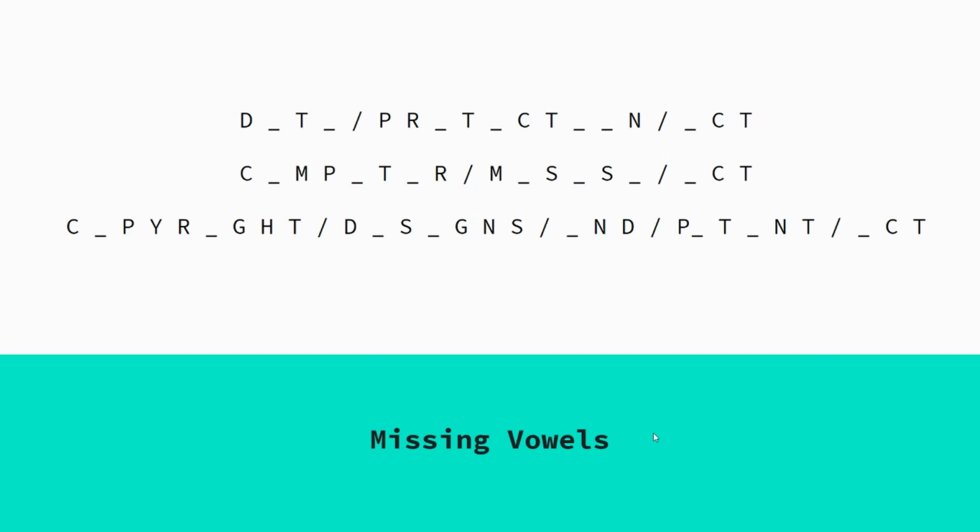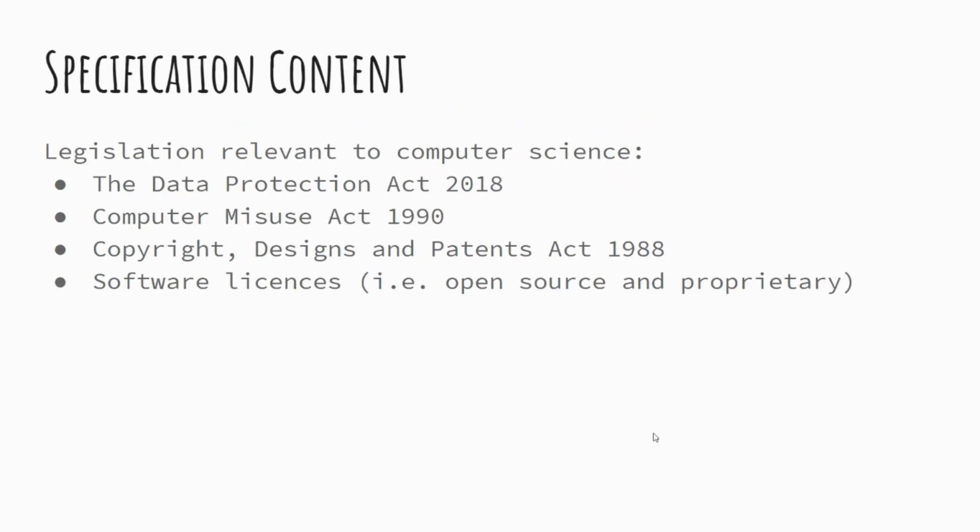So the first one is the Data Protection Act. The middle one is the Computer Misuse Act. And the bottom one is the Copyright Designs and Patents Act. And this is what we're going to be looking at today.